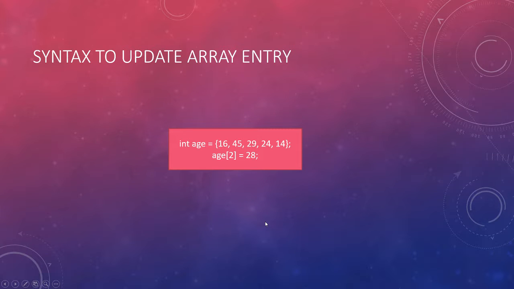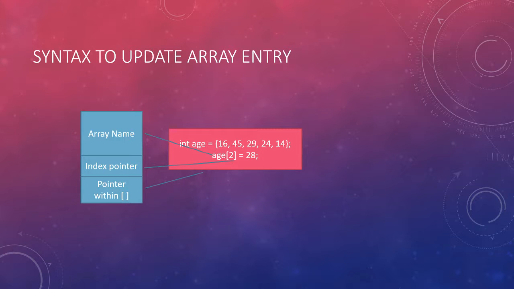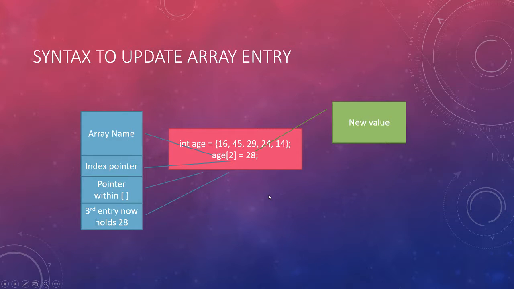Now, if we want to again update the value within an array entry, we specify the array name followed by the index pointer location enclosed within square brackets, and then our assignment operator, the equal sign, and then the new value that we want to assign to that position in our array. So that would set our position index pointer to position from 29 to 28.